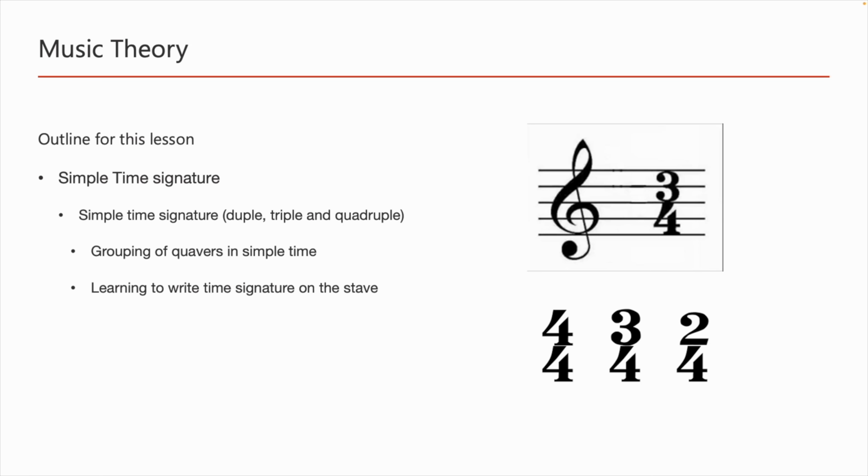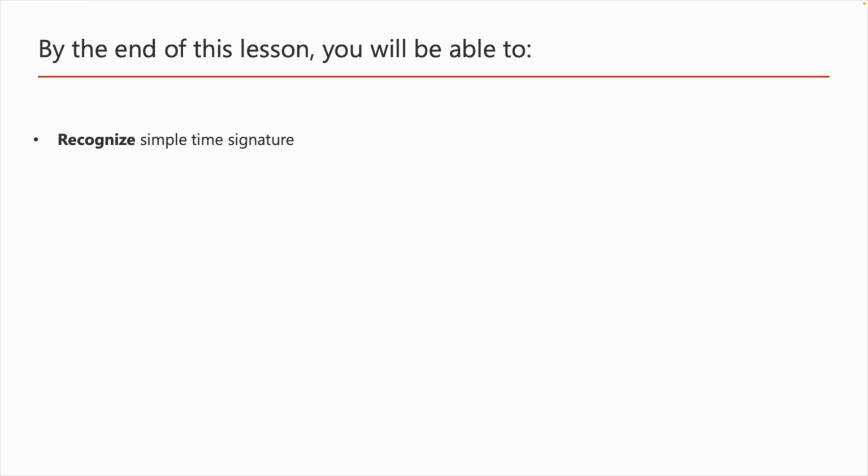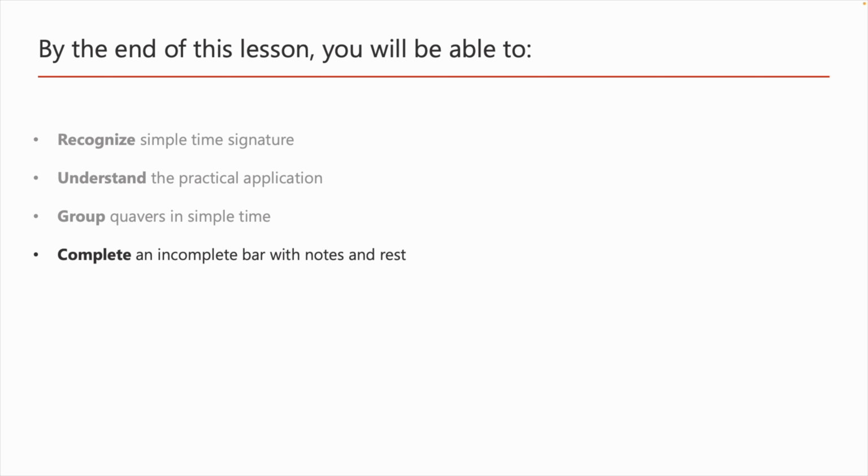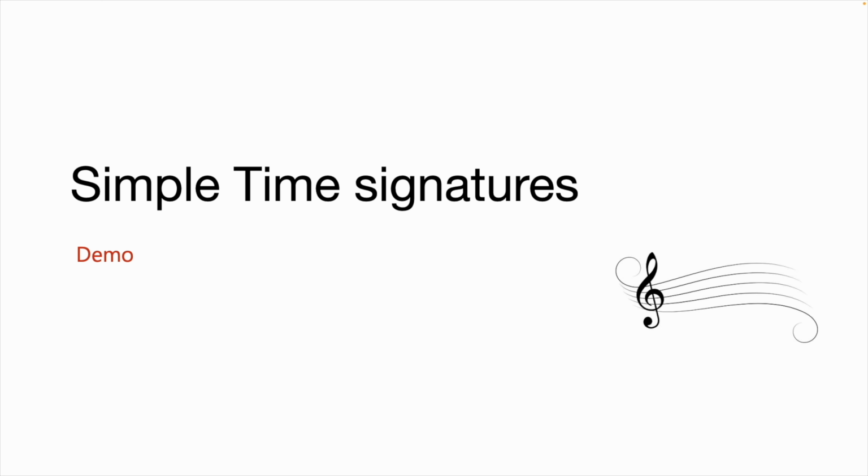For this level, we will learn how to group the quavers in simple time signature, and we'll learn how to write this time signature on the stave. Eventually, by the end of this lesson, you will be able to recognize simple time signatures. You will understand the practical application of time signatures in general. You will be able to group quavers in simple time and complete an incomplete bar with notes and rests. So, let's get to the demo as quickly as possible.